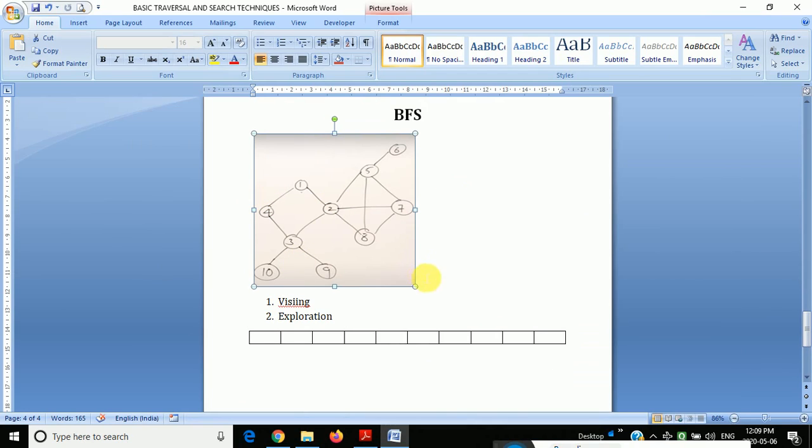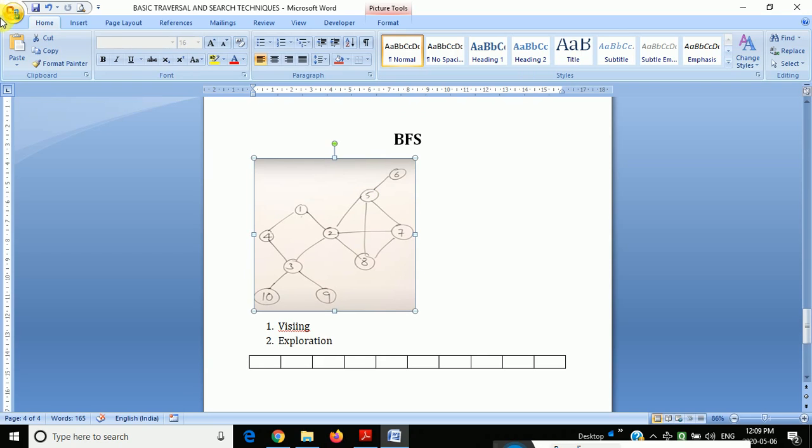Okay, so now we have to visit the node first. This is the first node, we have to visit that. Next we have to explore that. We have visited it. Exploring means what? We have to check which other nodes this node is connected to. This vertex is connected to 4 and 2.